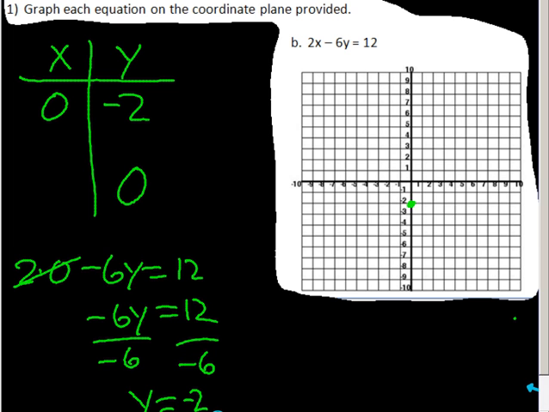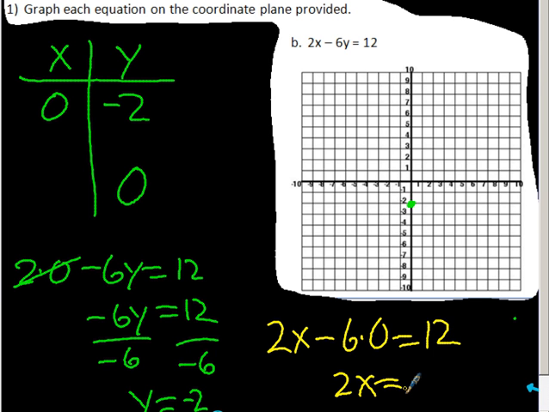Now I'm going to do my x-intercept, so put 0 in for y, and that's going to be 2 times x minus 6 times 0 equals 12. So 2x equals 12. Again, the zeros go. And divide, and I got x equals 6. So when x is 6, y is 0. Okay, and so those are my intercepts there.